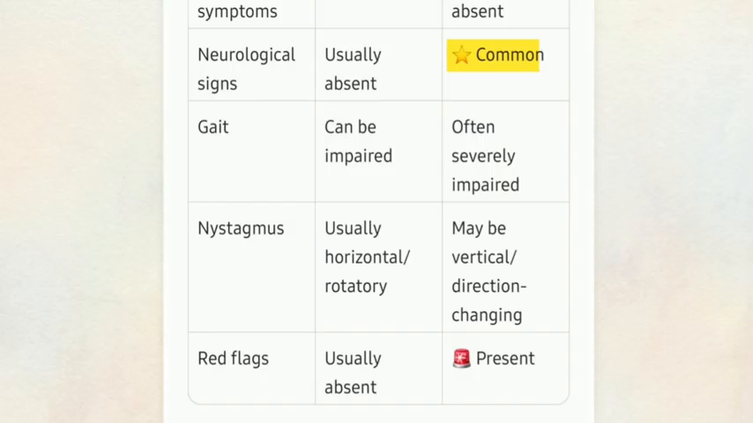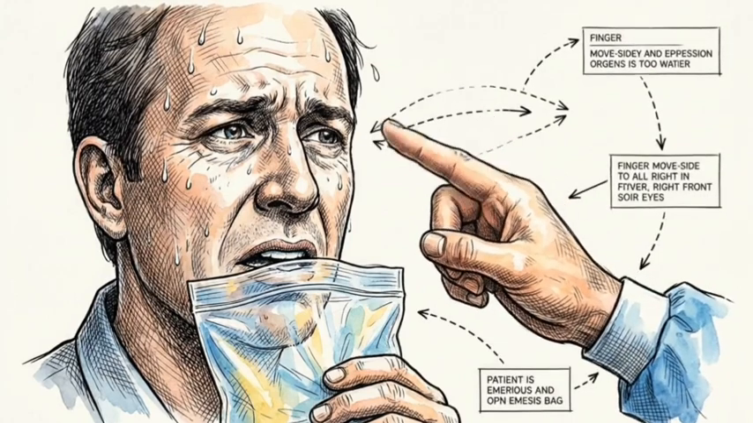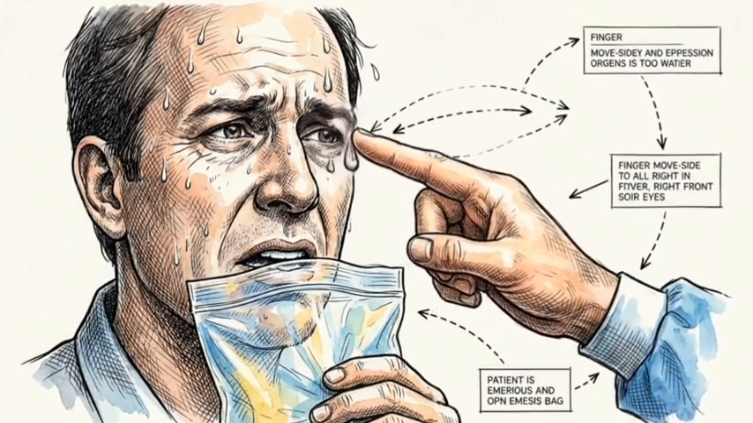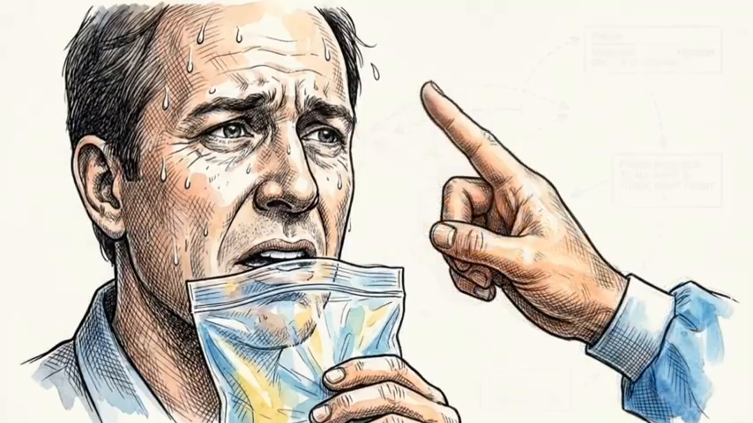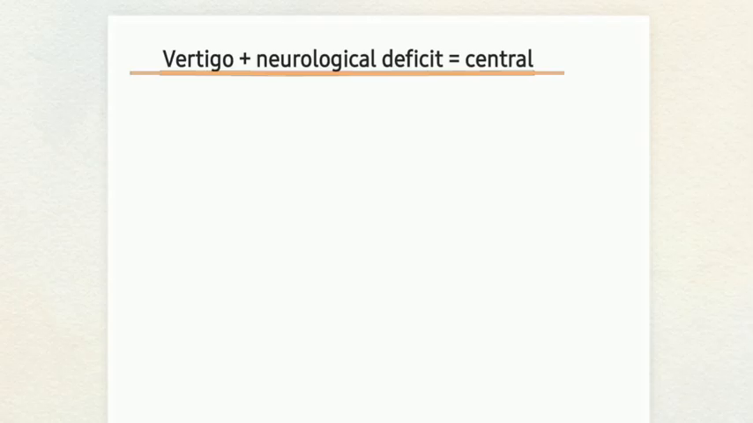When you compare the clinical features, central causes frequently include these neurological signs, along with severe gait impairment and vertical or direction-changing nystagmus. Looking for these 5 Ds requires checking for subtle neurological deficits while the patient is actively vomiting and distressed. It is a high-stakes screen. Identifying these signs early helps prevent a stroke from being missed in the chaos. Vertigo paired with any focal neurological deficit is central pathology until proven otherwise.